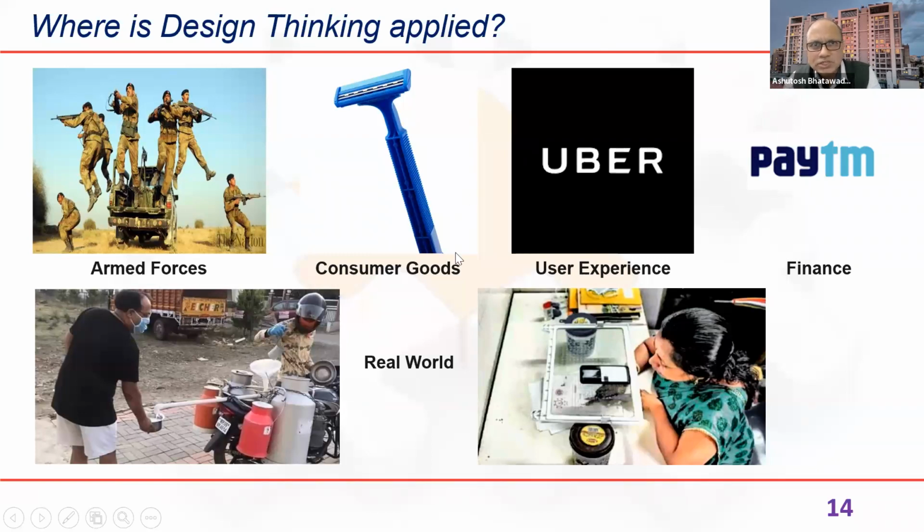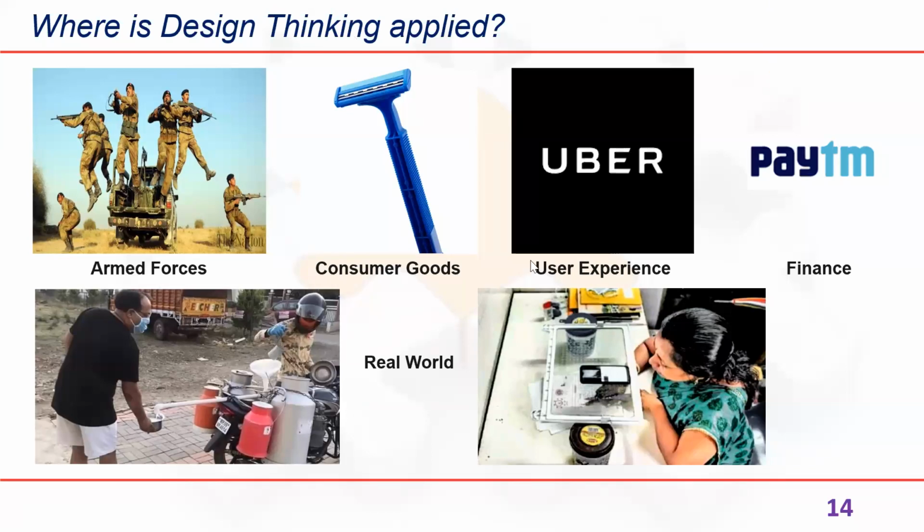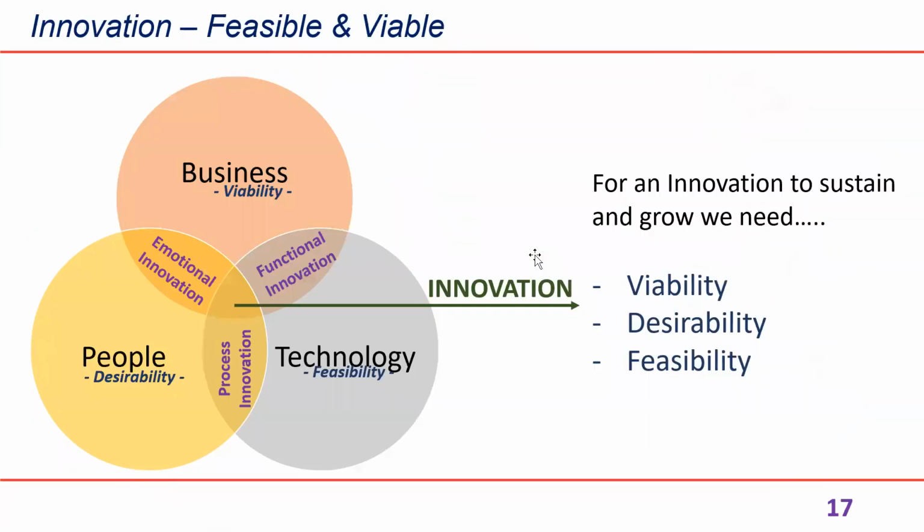Paytms of the world, Ubers of the world, even the consumer goods of the world, they all use design thinking in one way or another. And of course, the history behind this comes from a model called IDEO's 3 lenses of innovation. Are you aware of IDEO's 3 lenses of innovation? What exactly is this model all about?